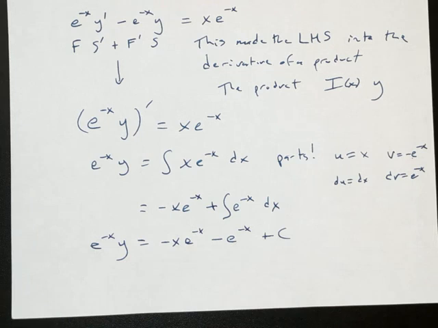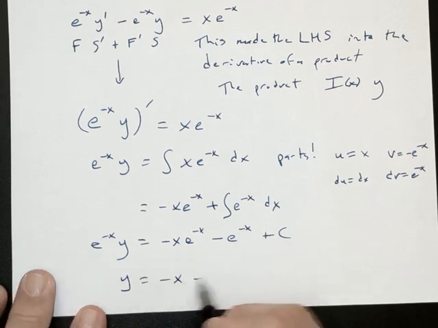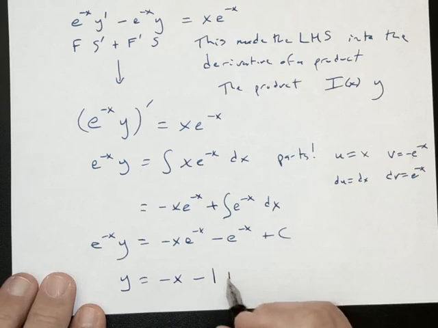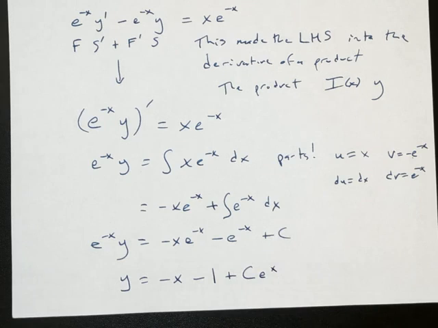And once again, I am in the position to get an explicit solution. y equals minus x minus 1 plus c e to the x. It would be c over e to the minus x, but having a negative in the bottom means it comes up and becomes positive.